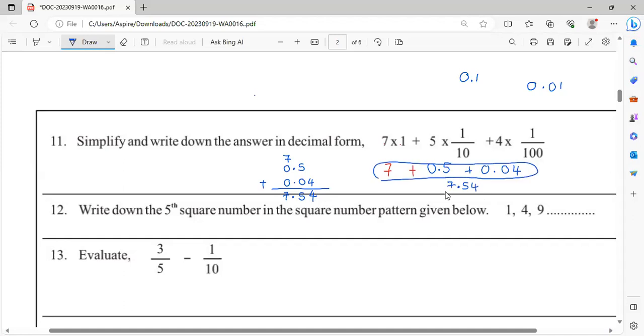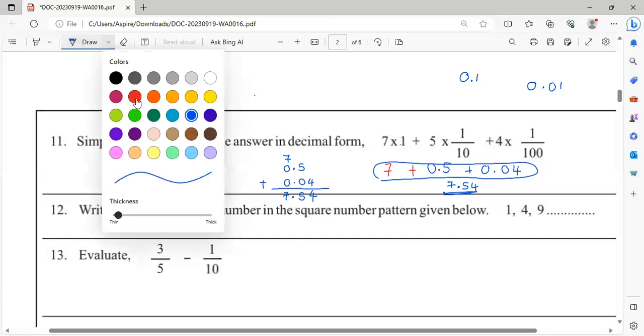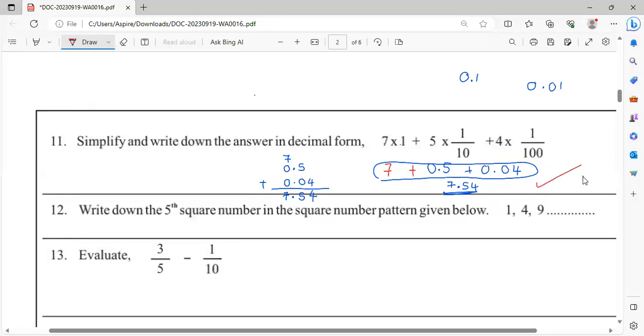If you can understand this at once, it is better because here it is 7. Then first decimal place is 5 because 5 times 1 over 10, that means 0.1. Then 4 into 1 over 100, that means second decimal place is 4. Then you can write this final answer at once. Okay. If you couldn't understand this, please let me know.